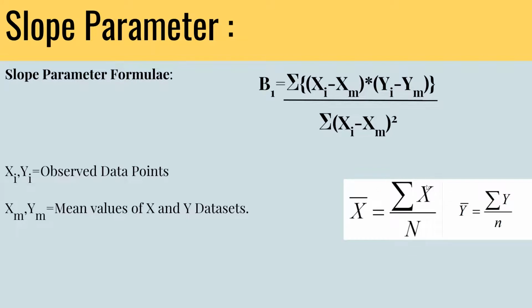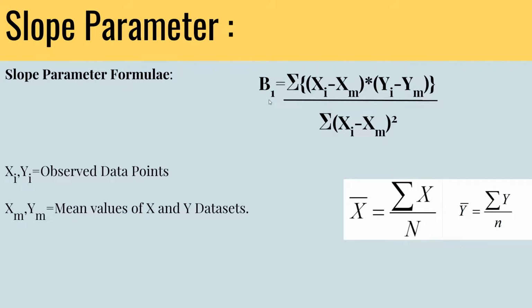So the sum of x is the sum of the data of x. For example, if the x values are 1, 3 and 5, the sum of x would be 1 plus 3 plus 5, and since we have 3 data points, the value of n would be 3. So our mean is calculated by adding all the values of x and dividing by the total number of observations in x, and similarly for the y mean also.